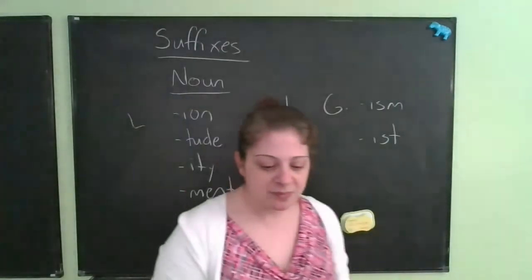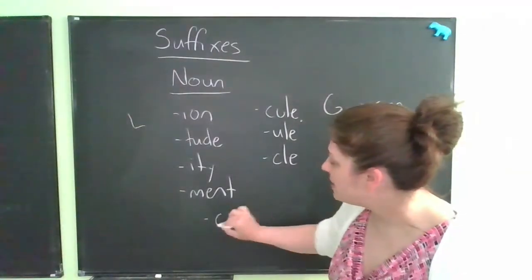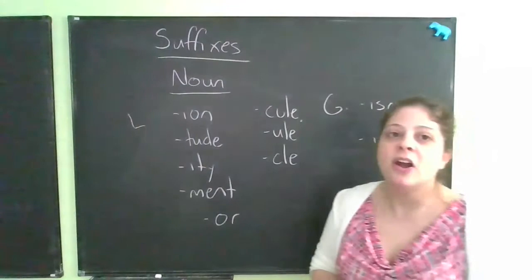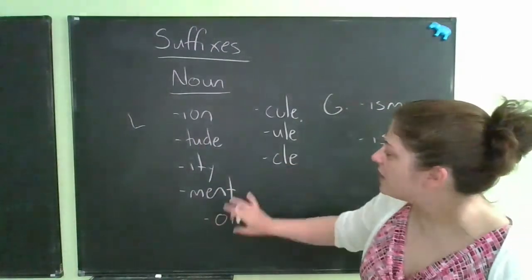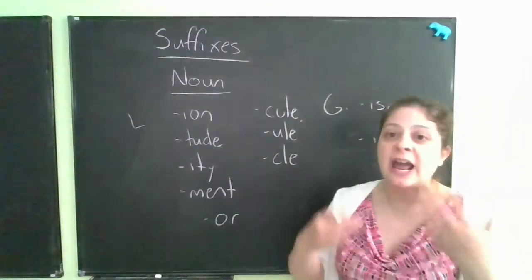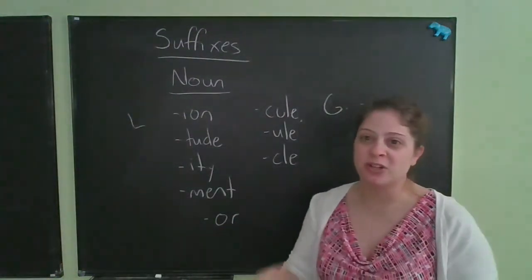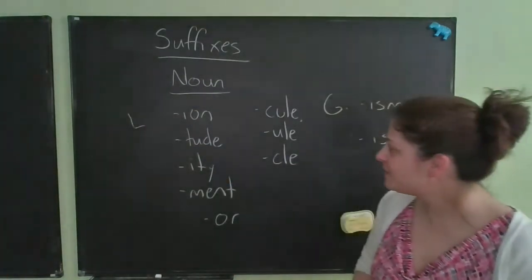Oh, and I realized I missed one other, and this is a Latin ending, or, down here. Or can actually kind of bridge these two senses. It can mean like a condition or something like that, but it can also be like one who does something, like an actor or an agitator, just a person who acts or who agitates or something like that.